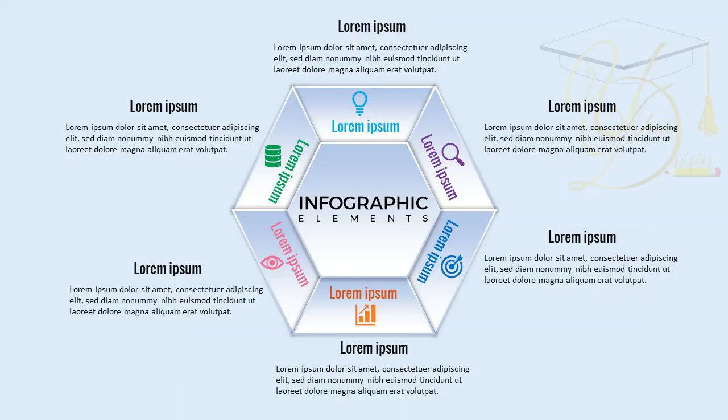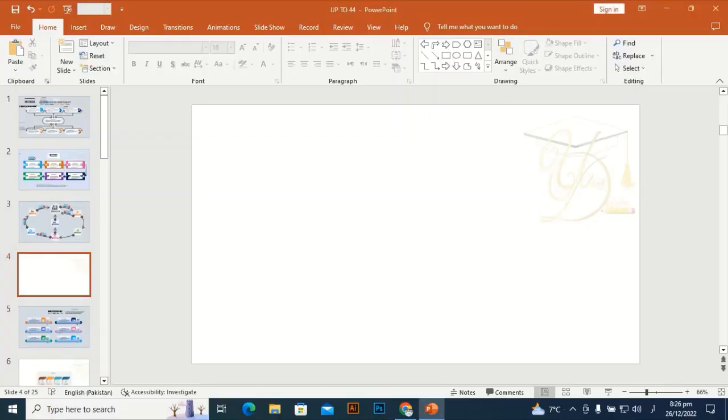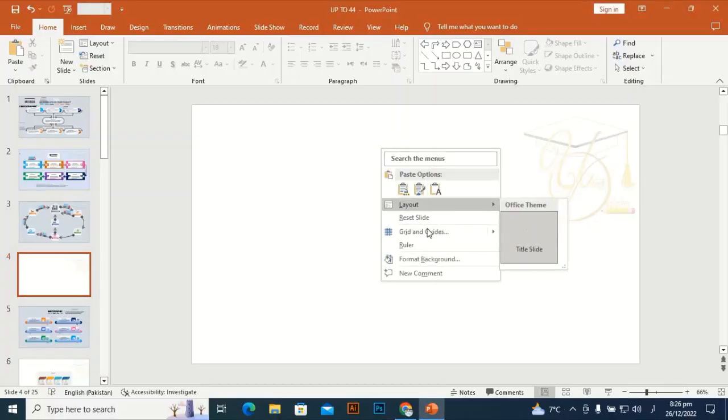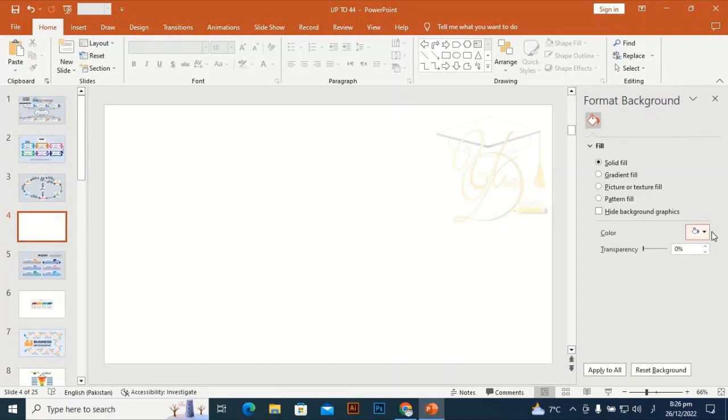In this tutorial, I am going to show you how to design this hexagon shape infographic in PowerPoint. Keys that I am using during the design you can see at the below bar. Follow these keys and watch the video till the end. Go to format background. We will give it some different color.